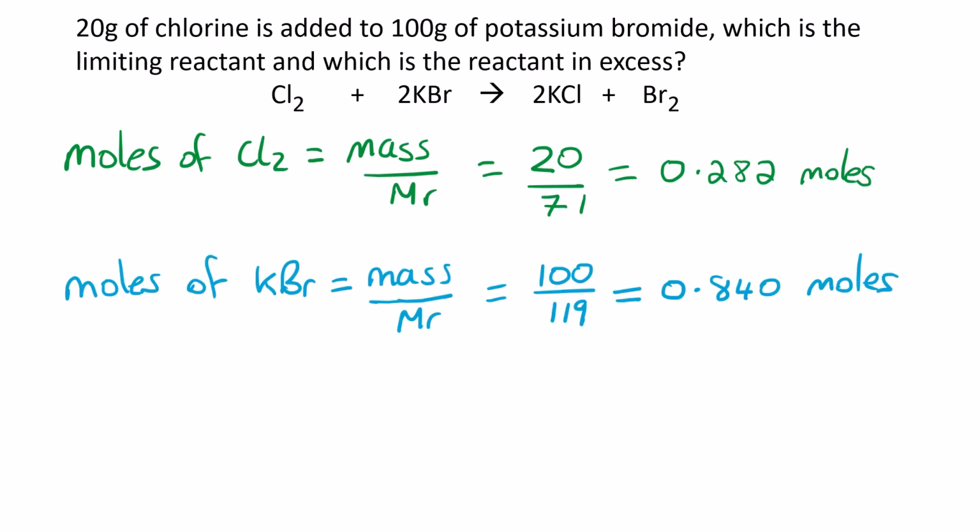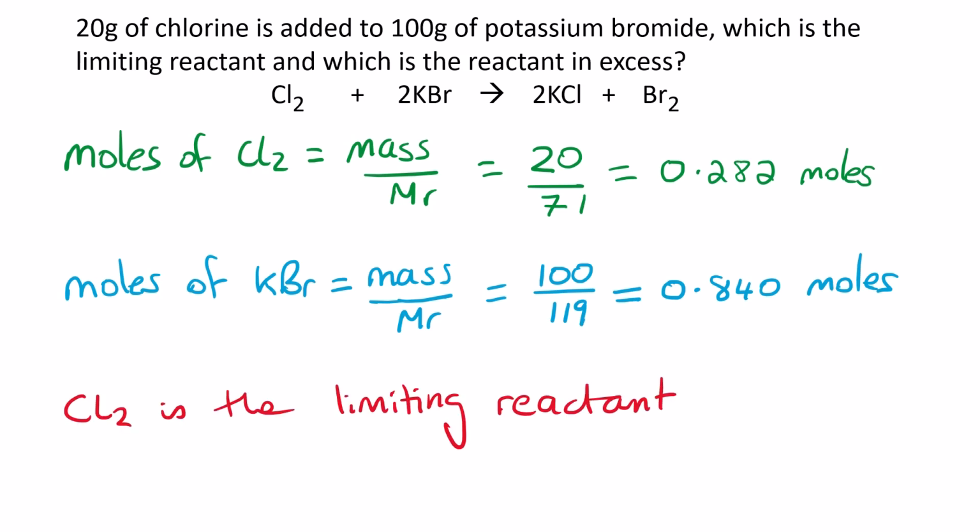The moles of KBr is mass over Mr again. So this time it's 100 grams over 119, and that works out at 0.840. We can see from the equation that with the balancing numbers we need twice as much KBr compared to Cl2 because we've got that big 2 in front of KBr. And we can see from those numbers we've got more than twice as much KBr. So that means the chlorine is the limiting reactant, that will run out first, and there'll be plenty of potassium bromide left over, so KBr is the reactant in excess.